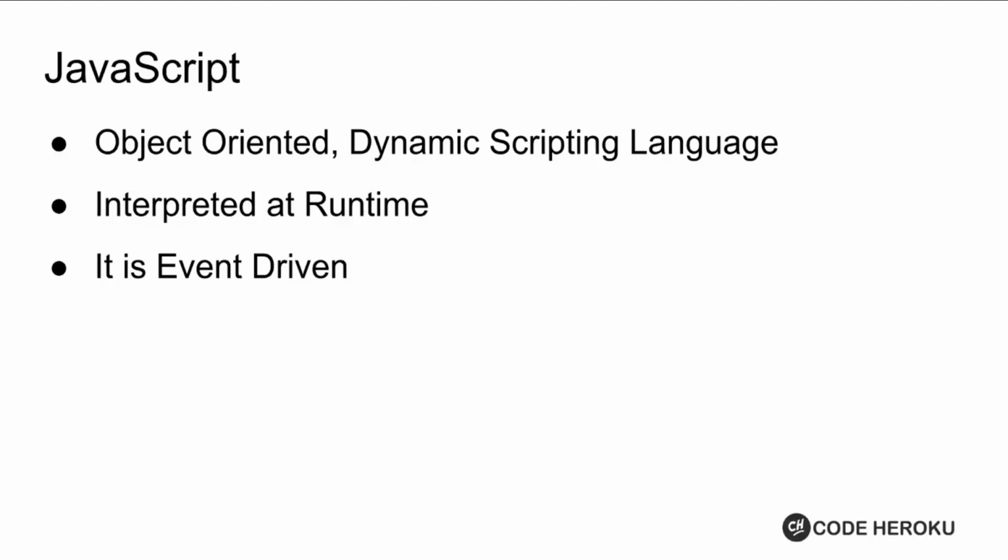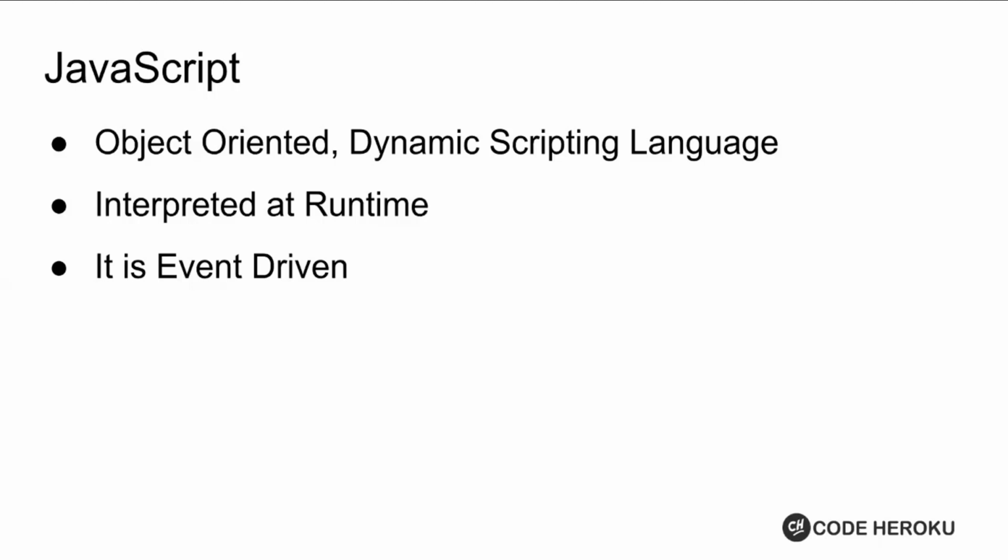So you don't have to write things like int your number. It is dynamically typed, and also there are other dynamic aspects to it, and everything is interpreted at runtime, right? So you don't compile your JavaScript as such beforehand. Everything is evaluated and interpreted at runtime by something called a JavaScript engine, which is part of most modern browsers. And it is event driven as well.